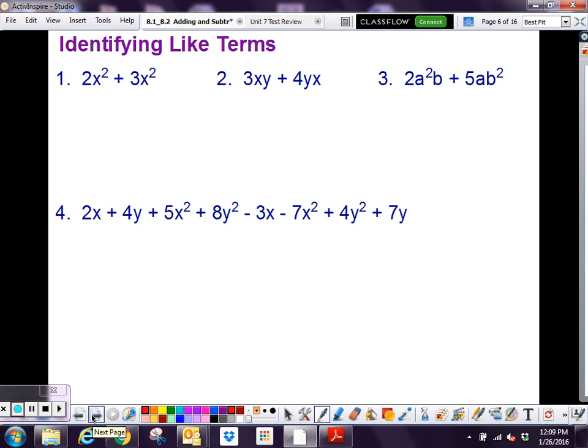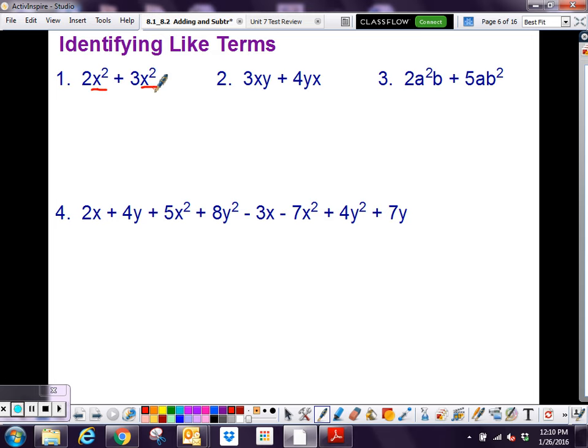Now we're going to be talking about like terms. Now, to be a like term, the term has to be exactly the same. Okay, so an x squared and an x, those are not exactly the same. An x cubed and an x to the fourth, those are not exactly the same. So we're going to identify like terms, and we're going to see if we can combine them or not. Okay, so here we go. We've got 2x squared and we have plus 3x squared. So notice those are both x squared, which means I can add these. Now, think about to the last unit.